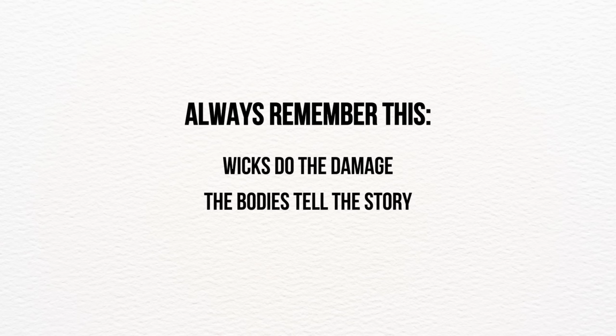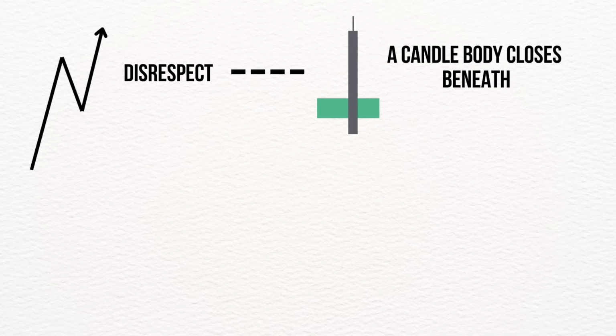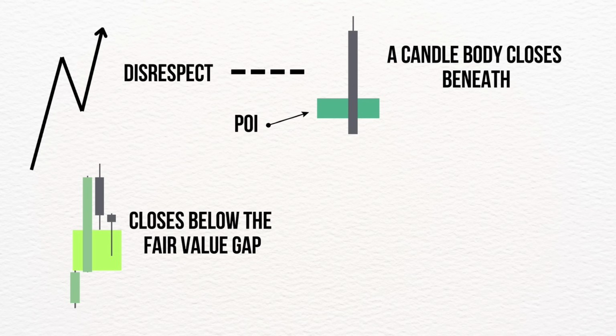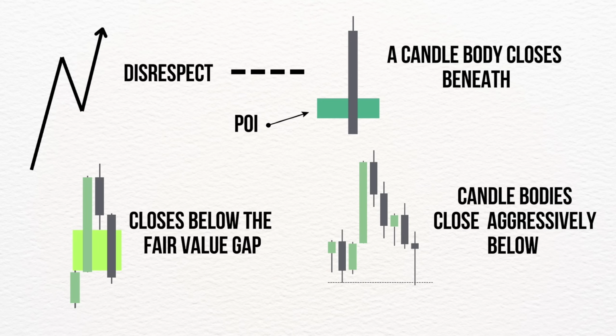So now that we know what respect is, what is disrespect? Let's again say we are bullish. We can observe disrespect to a level when a candle body closes beneath a POI. So for example, we have a bullish fair value gap. A candle trades into it and closes below the fair value gap, indicating a disrespect of that level. Same goes for a swing low. If we are having candle bodies close aggressively below it, we are likely disrespecting that swing low and running it rather than sweeping it to then continue higher.